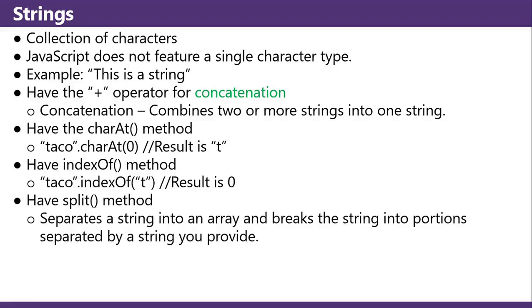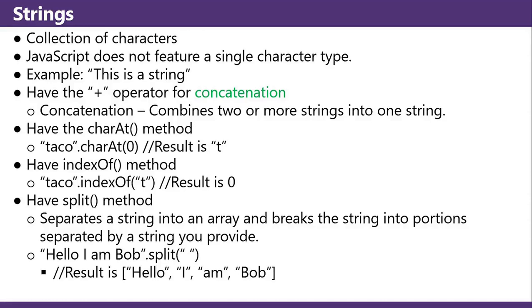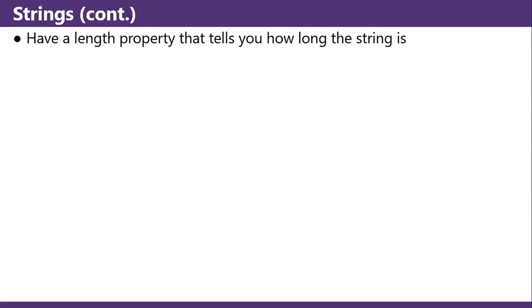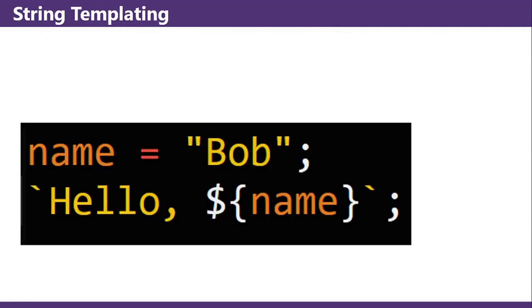It has a split method, which separates a string into an array and breaks the string into portions separated by a string you provide. So if you split "hello I am Bob" by a space, you get an array with hello, I, am, Bob. And that's how the split function works. Strings also have a length property that tells you how long the string is. "t".length, the result is 1 because a t is only a string of length 1.